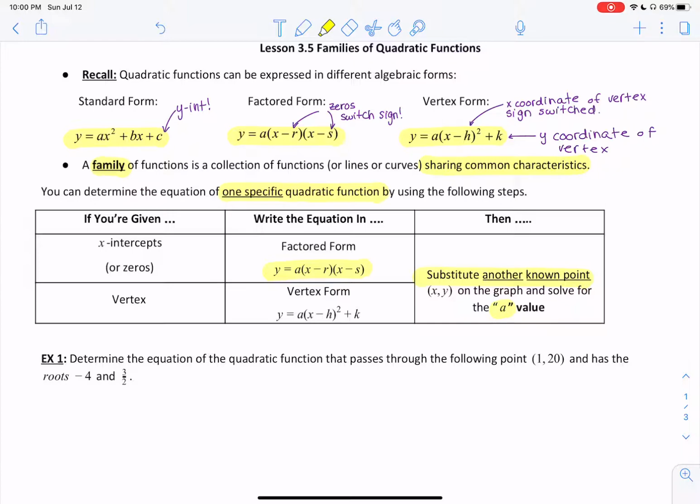If I'm given the vertex, it's in my best interest to use vertex form. And again, I sub in my vertex for h and k. Remember that we have to switch the sign on our h, and then I can use another point to find that a value. So I think the best way to go about this is to do a few examples. So let's get started.